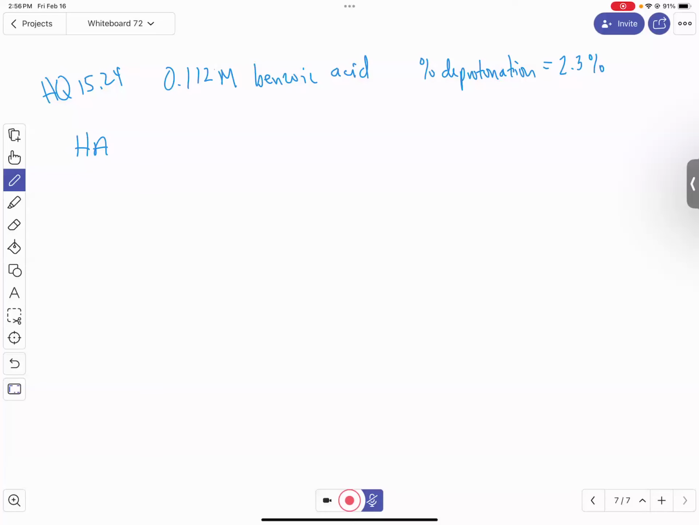So for question 24, they give us this 0.112 molar solution of benzoic acid. And they tell us the percent deprotonation is 2.3%. So we'll just call benzoic acid our generic weak acid. That means it reacts with water to form hydronium and the conjugate base, A minus.